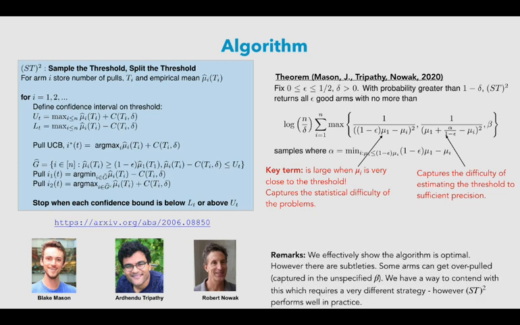Very quick remark, we are able to establish lower bounds that show that this algorithm is optimal, but there are some subtleties. Some arms can get overpulled, and we have a way of contending with this, which requires a very different strategy, but ST-squared is optimal in practice.